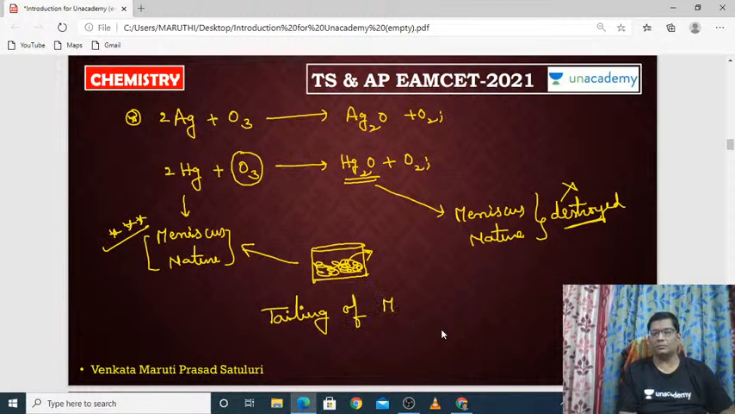That phenomenon is called tailing of mercury. We can say that it is called tailing of mercury. So what is the meaning of tailing of mercury?